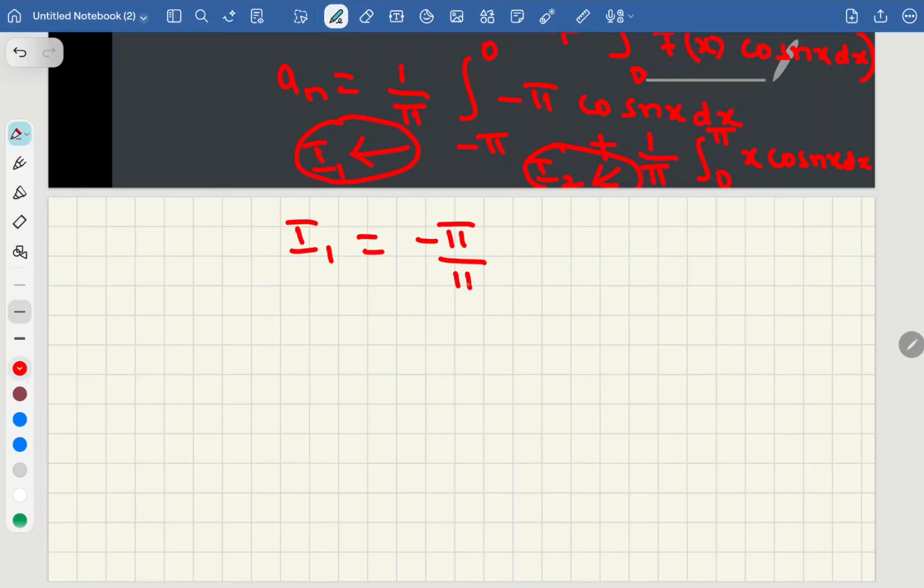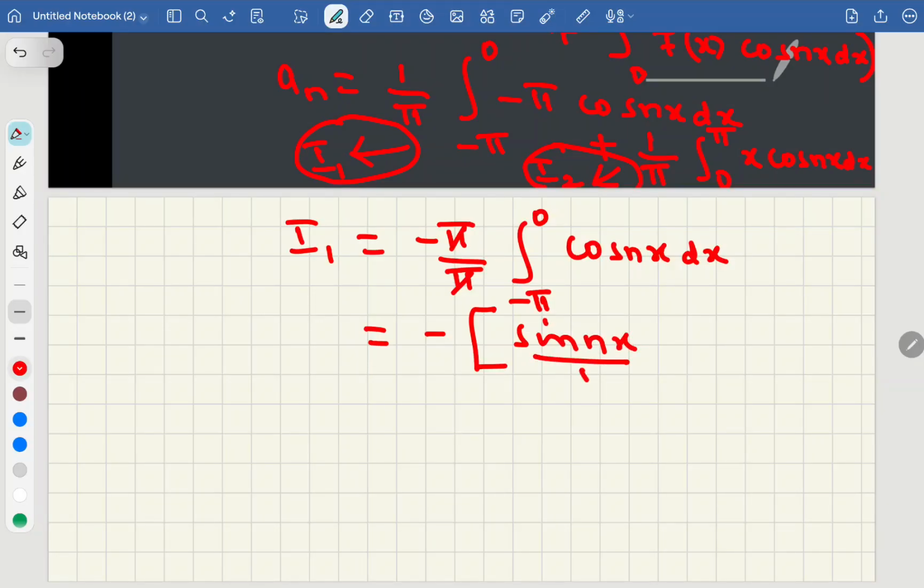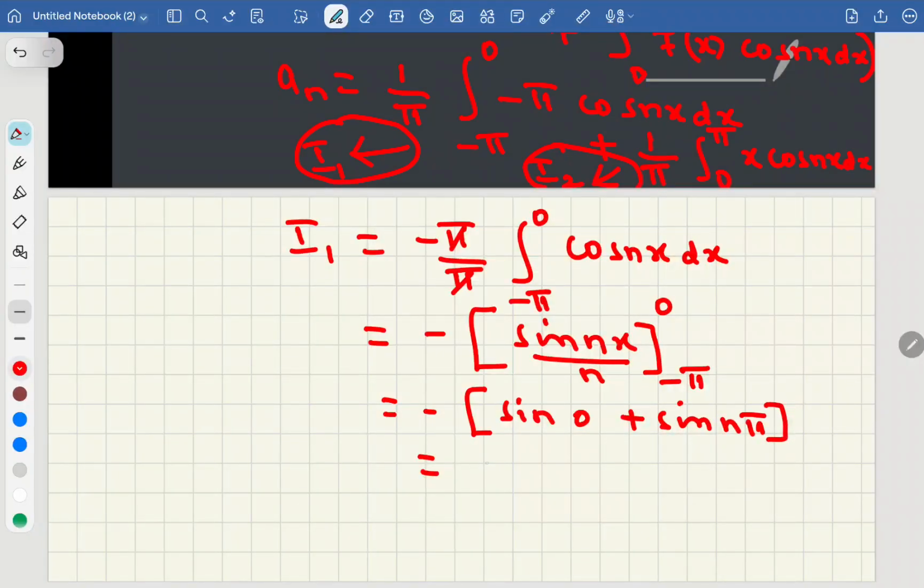Minus pi by pi integral minus pi to 0 of cos nx dx, integration of cos nx is sin nx by n, limit minus pi to 0: sin 0 minus sin of minus n pi, which is sin n pi minus sin 0 and is 0, since sin n pi is 0. For I1 the value is 0.